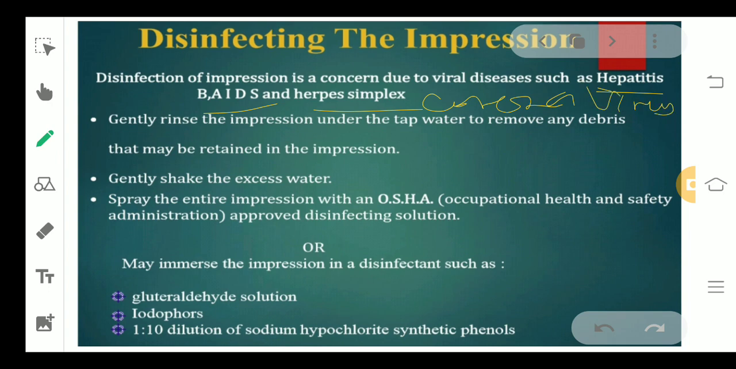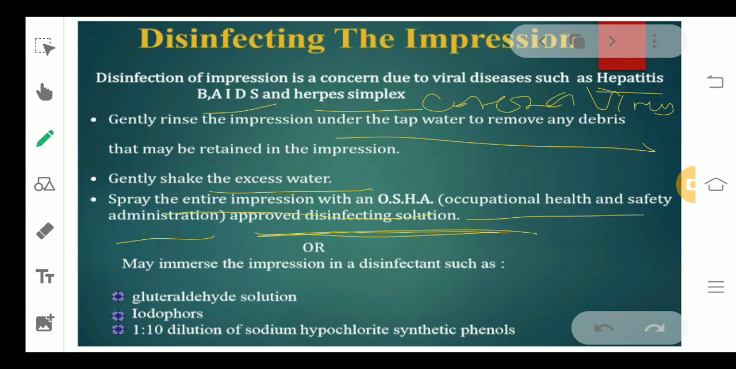Now gently rinse the impression under tap water to remove the debris. Do not put it under very strongly flowing water, otherwise distortion can occur; in a very slight tap water flow you just have to gently rinse it. Now gently shake off the excess water. Also spray the entire impression with an OSHA, Occupational Safety and Health Administration, approved disinfecting solution. If you do not have that, you can use glutaraldehyde solution or iodophors, which can also be used.